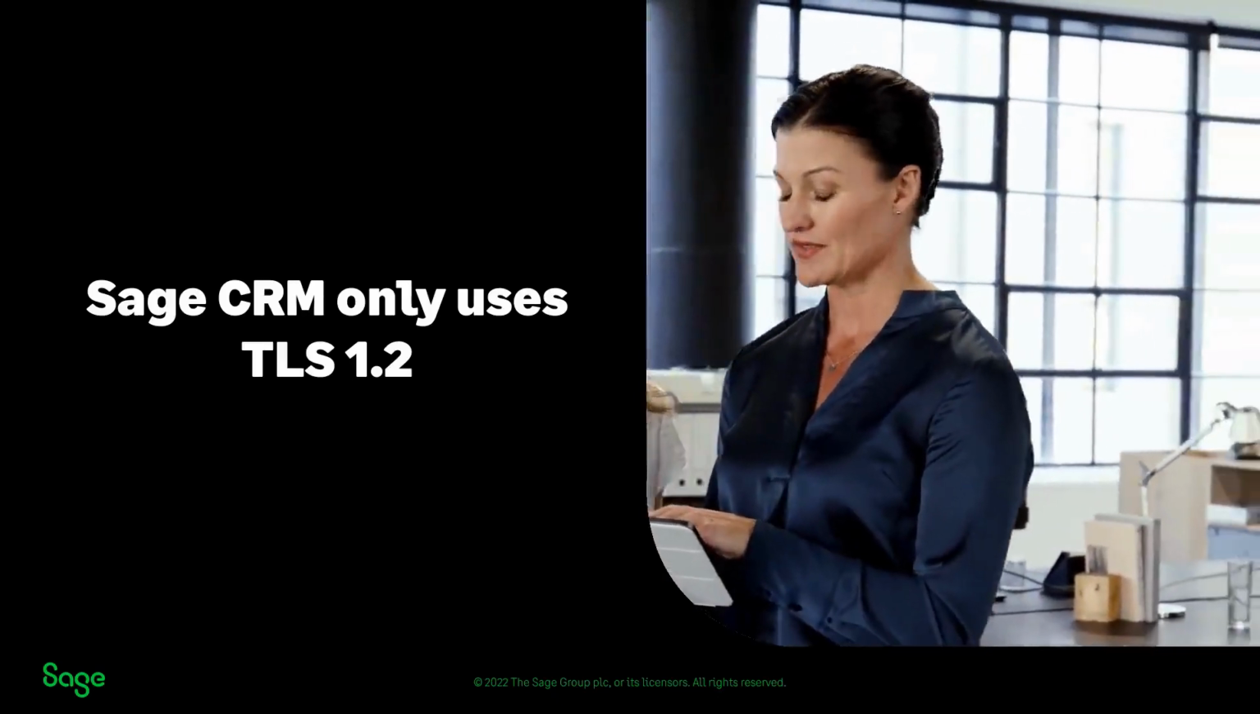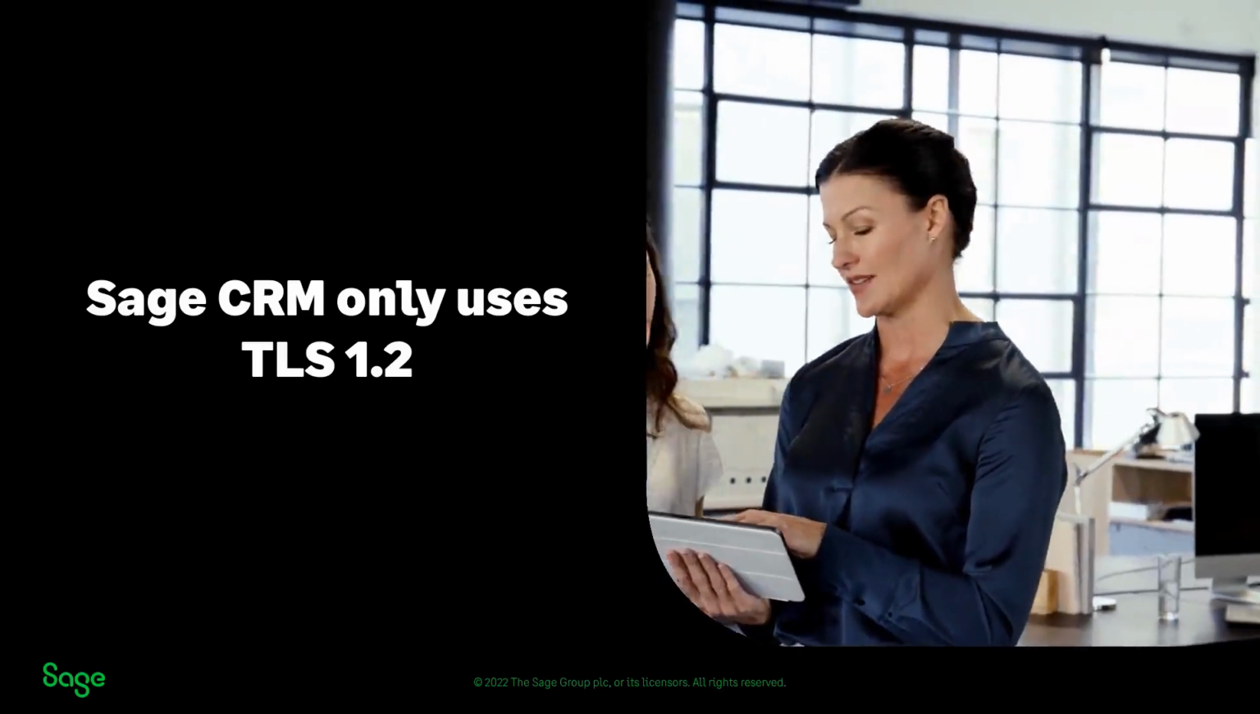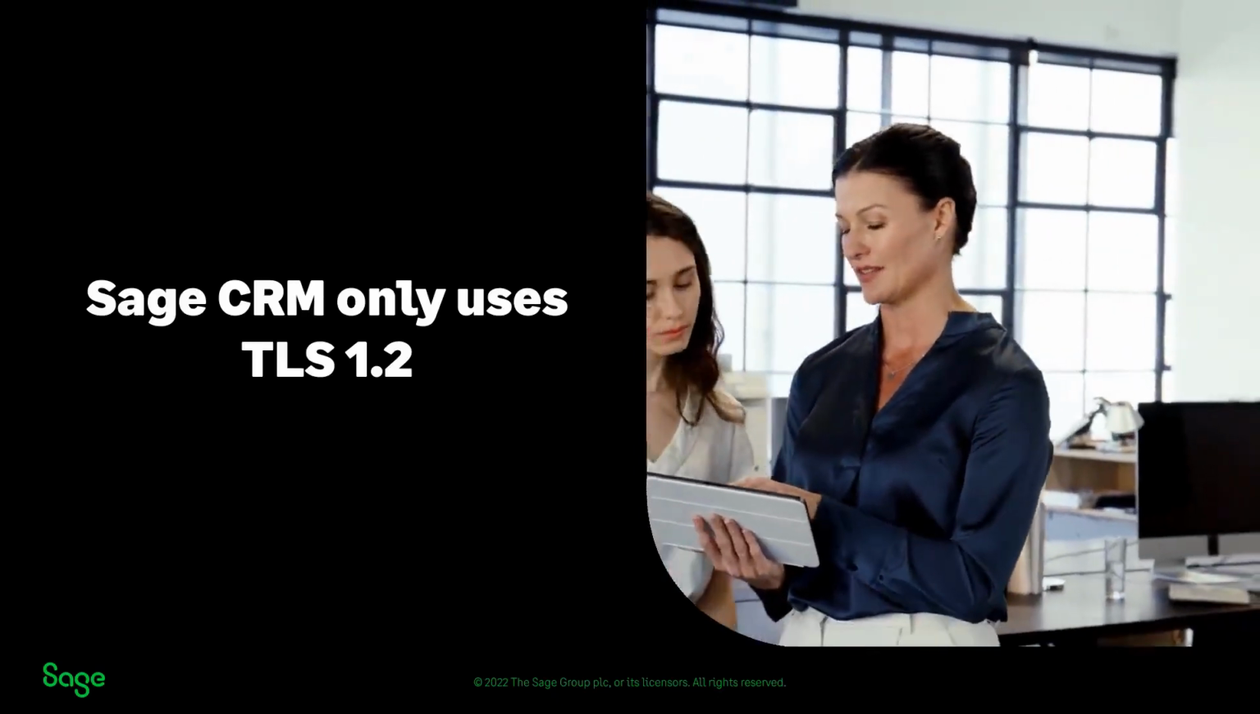So hopefully this has been a good session to explain where we are with OAuth 2 and TLS as well.